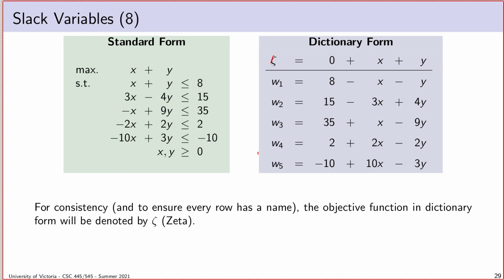But I feel like it would be weird to not give it a name. Every other row has a name. So what I will do is I will name the objective function row zeta. And we can see we're only 5 lectures in, and I'm already beginning to have to use Greek. It's not going to get any easier, unfortunately. So I'm going to use this row zeta to refer to my objective function.